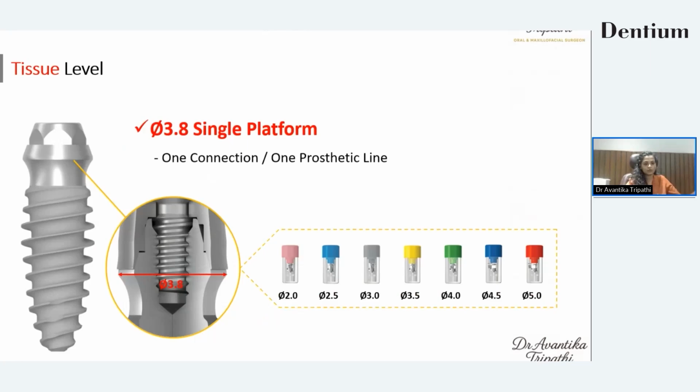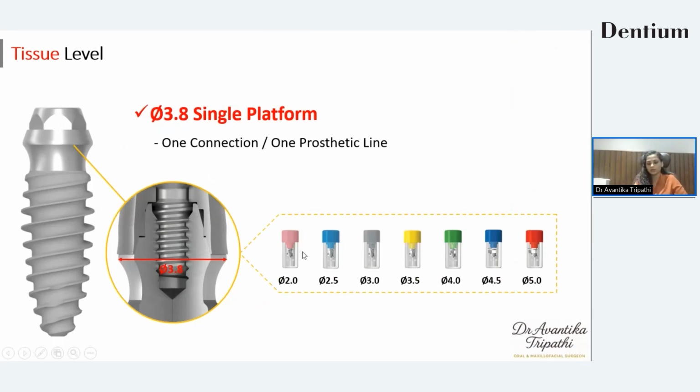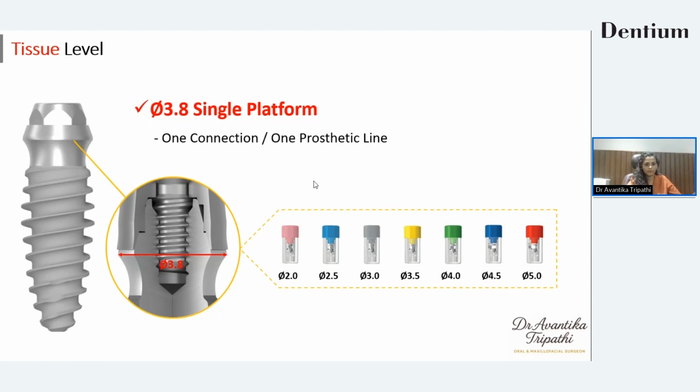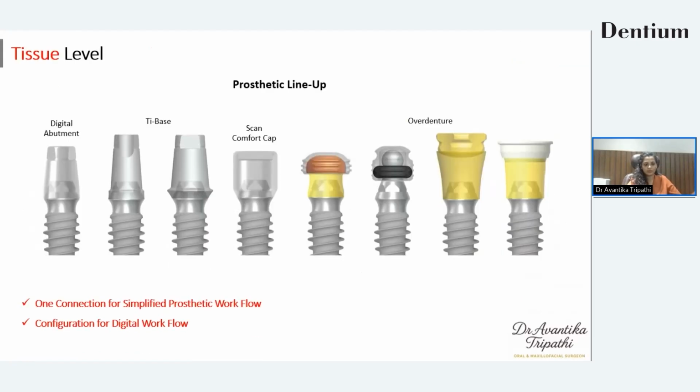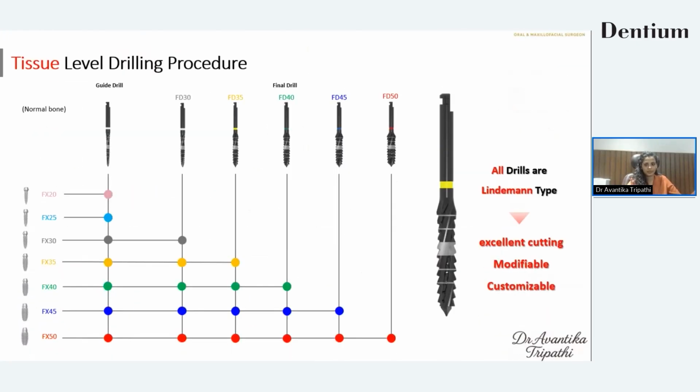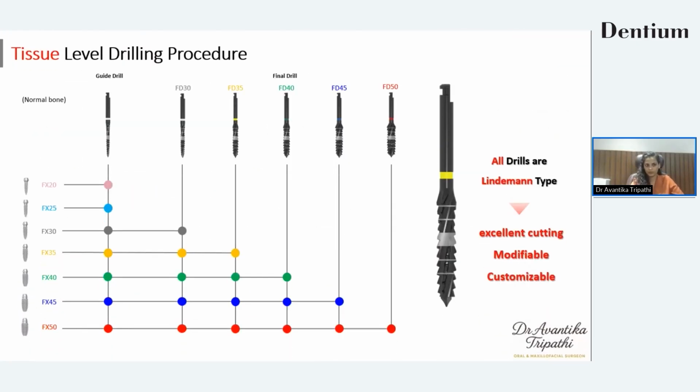There is also color coding like this. This is the color coding of the Bright tissue level implant system, and this is the color coding of the Bright bone level implant system. This is the prosthetic lineup. We'll discuss the prosthetic lineup in further slides.